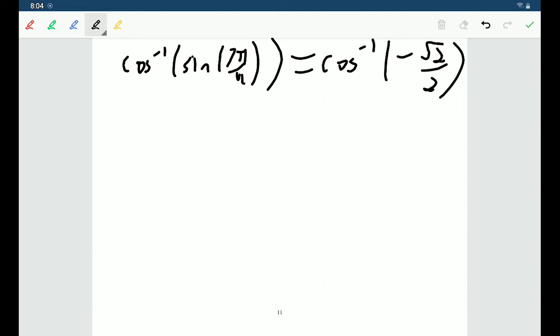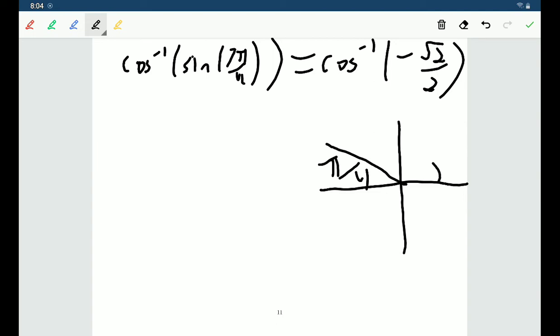So when I draw my reference angle, I'll be drawing it in quadrant 2. So there's my pi over 4, which means that the angle that I'm talking about must be 3 pi over 4. So now, to answer the final question that I have, what was cosine inverse of negative root 2 over 2? Well, it must be 3 pi over 4.